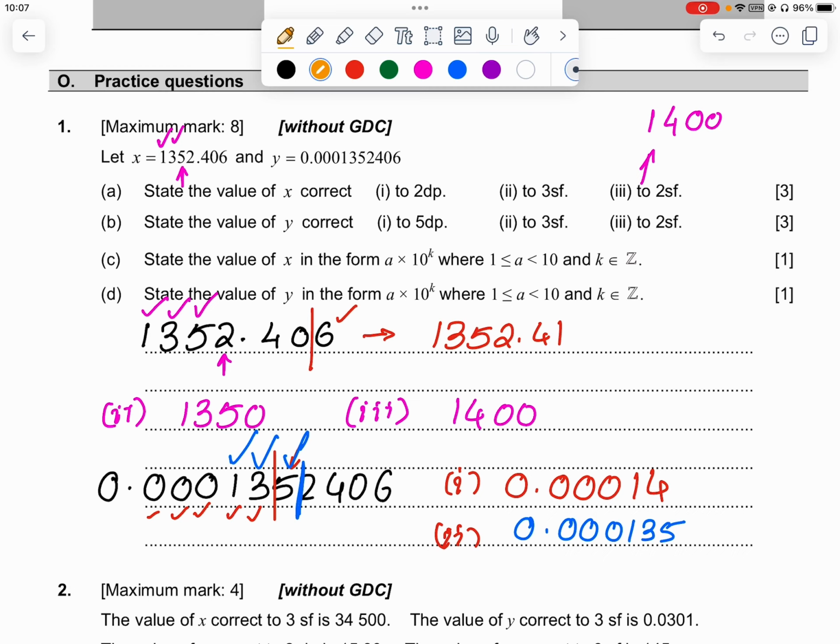Then finally it is two significant figures. So draw a line after 1 and 3. What is this? 5 or more than 5. So add 1. So 0.00014.